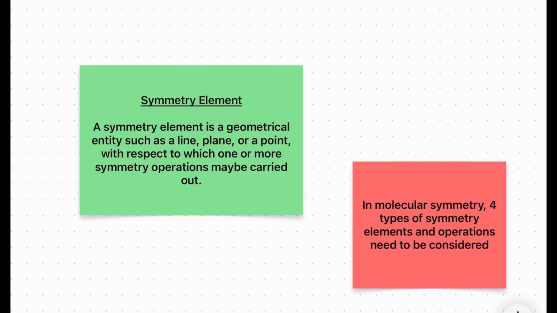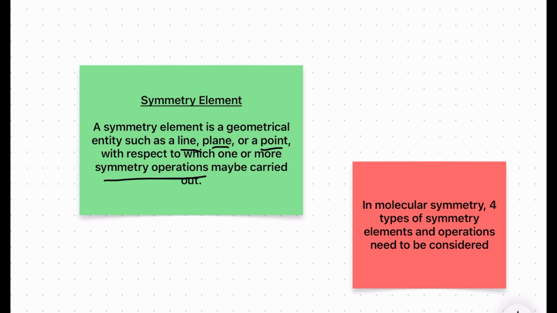Next on, we have symmetry elements. Just note that earlier it was symmetry operation and this is symmetry element. Both are interrelated, different but interrelated. A symmetry element is a geometrical entity such as a line, a plane, or a point with respect to which one or more symmetry operations may be carried out. That is, symmetry operations are carried out on symmetry elements.